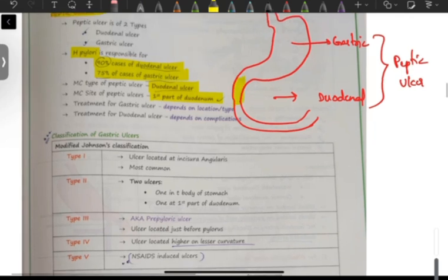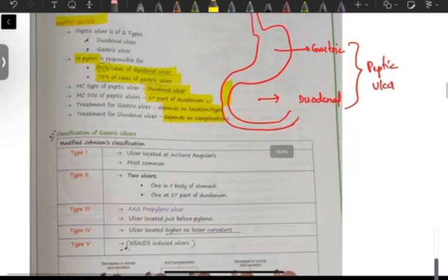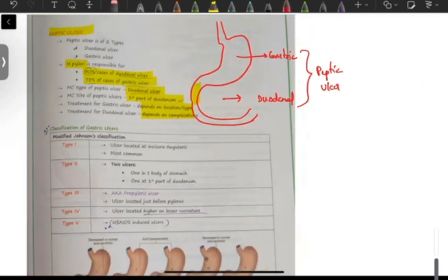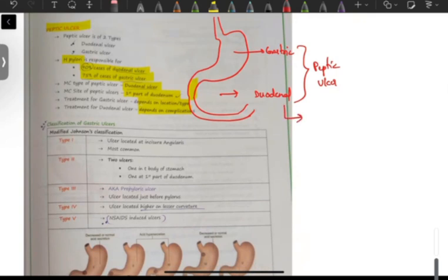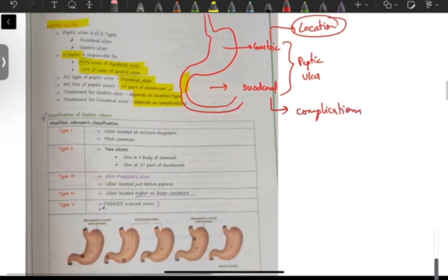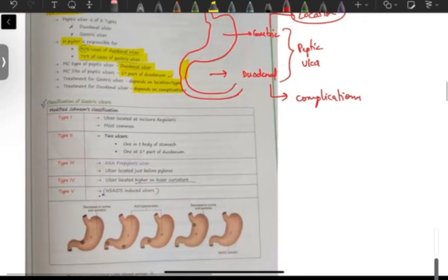Treatment for gastric ulcer depends on the location and type, and treatment for duodenal ulcer depends on complications. So this we need to know. Treatment depends on complications, whereas gastric ulcer treatment depends on location. Okay, so now we'll start with gastric ulcers first.